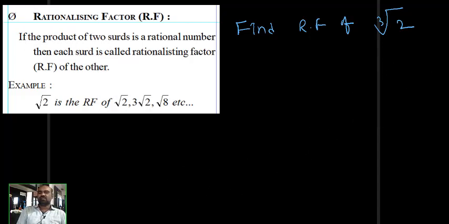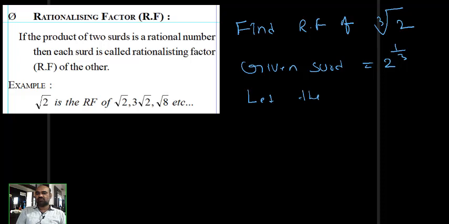Listen. Given surd is equal to 2 power 1 by 3. Let the RF of 2 power 1 by 3 be 2 power x by 3. Such x value I want. Interesting step now. 2 power 1 by 3 is given. We want to find its RF. RF should have the form 2 power x by 3 only.